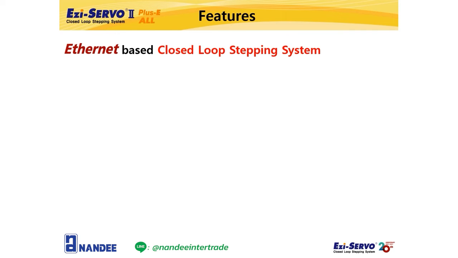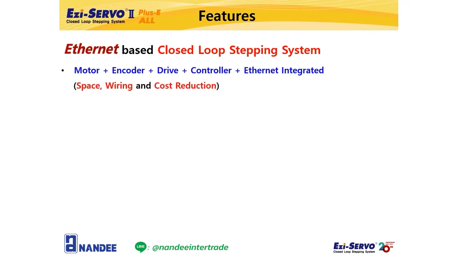Easy Servo 2 plus E-All is Ethernet-based closed-loop stepping system product. Easy Servo 2 plus E-All is an all-in-one product that combines a motor, high-resolution encoder, drive, motion controller and Ethernet network. Since the drive is attached to the motor, there is no need to wire the motor and encoder cable, and there is no need for a separate control box for installing the drive. Saving space and reduced wiring can result in cost reduction. Actual examples will be explained later.